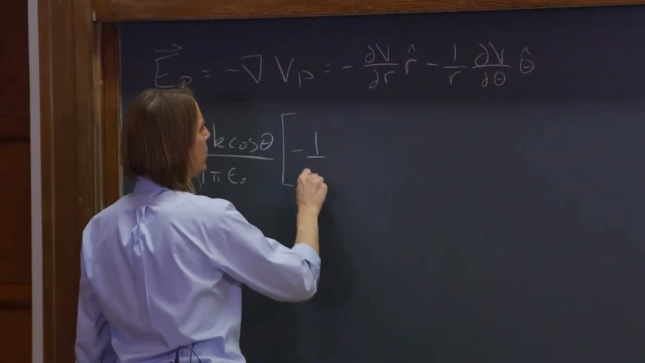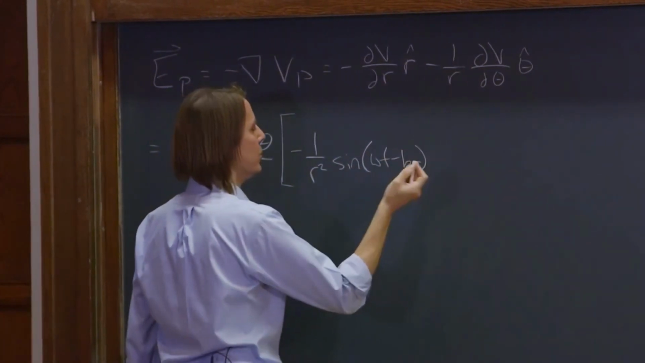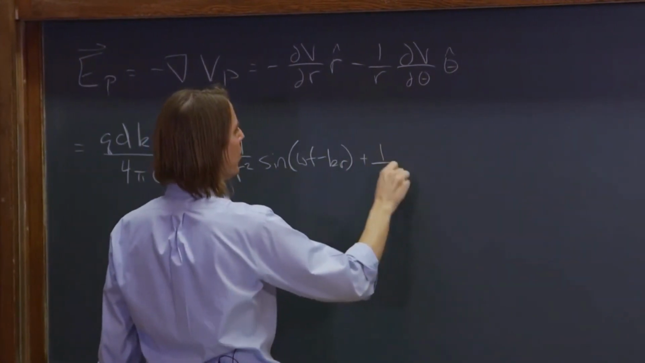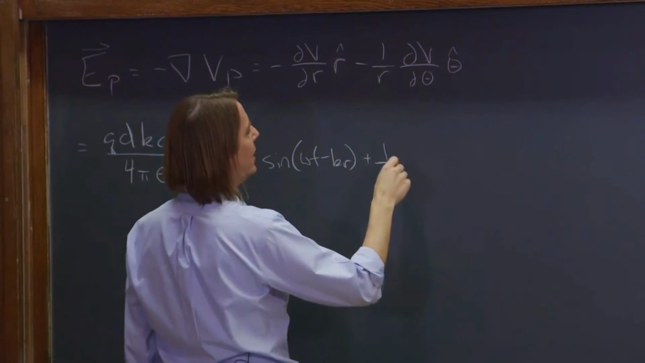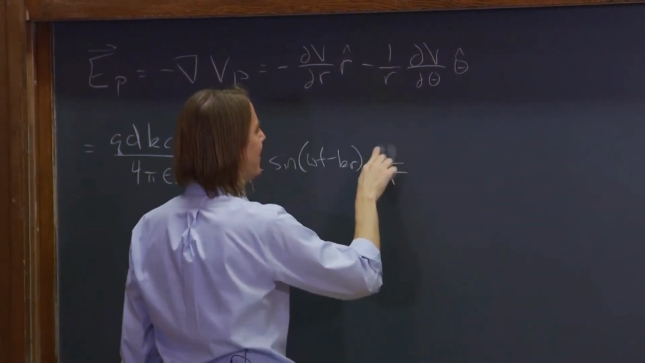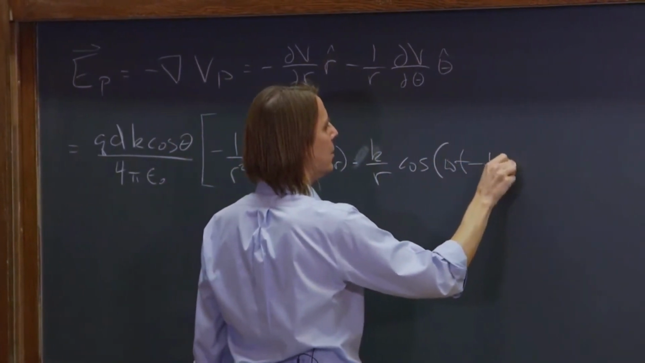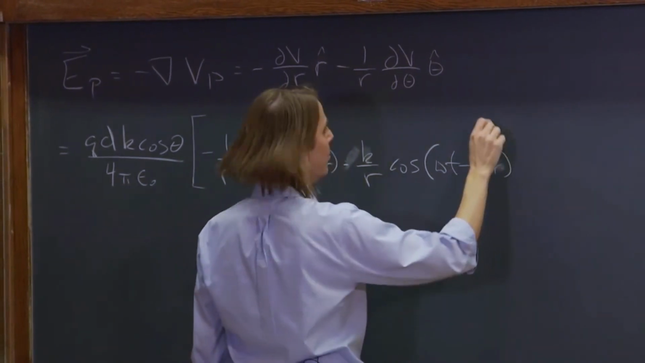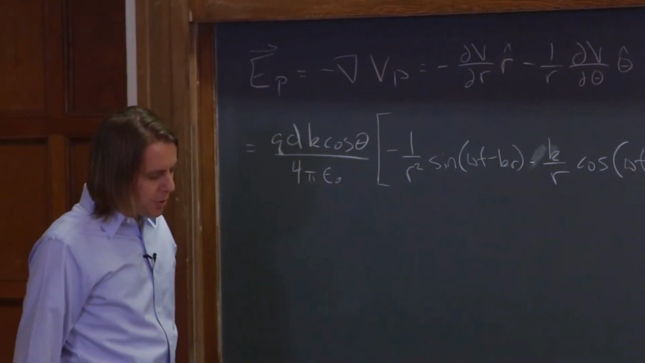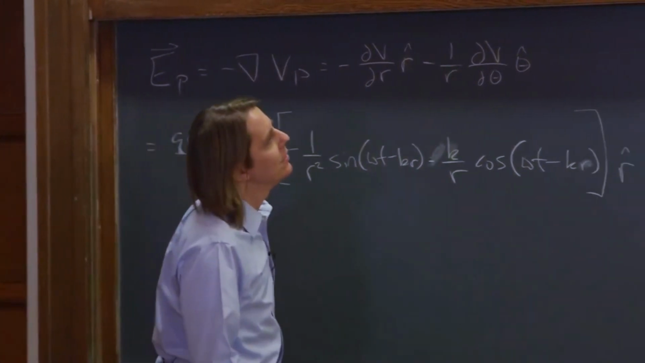That's minus 1 over r squared, and we'll just write sine omega t minus kr, doing the product derivative here. And then we will say plus 1 over r, and the sine becomes a cosine, and we have to multiply by the derivative of kr, which is minus k cosine omega t minus kr. I believe that is the derivative. Yeah, that's correct.